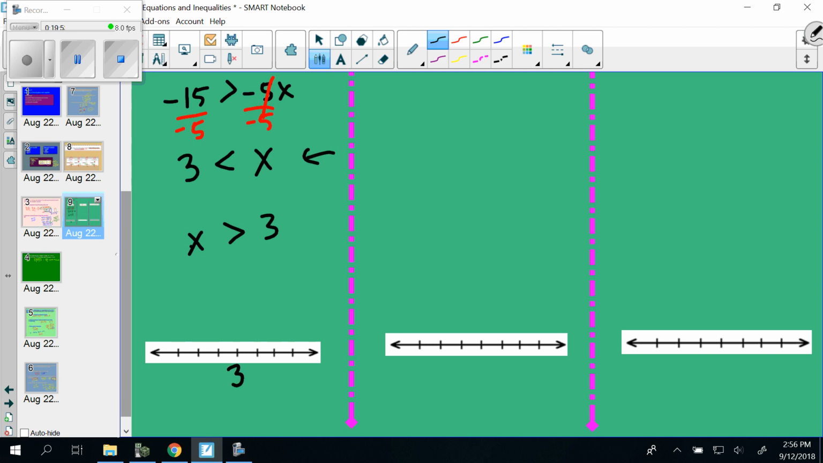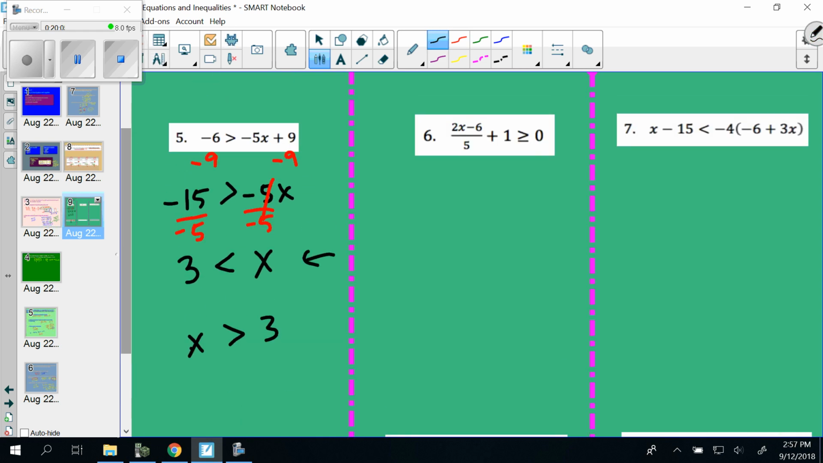We would use an open circle because it's not equal to, and then we would graph everything to the right because numbers greater than 3 are to the right. All right, let's try another one. Number 6, we want to solve this.